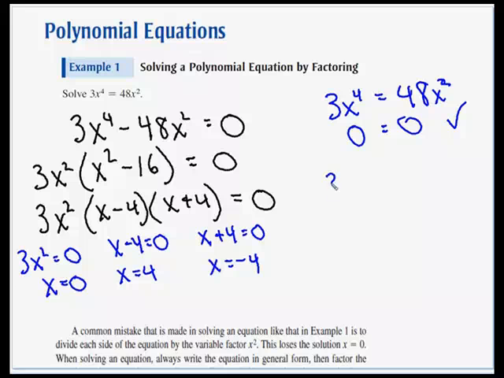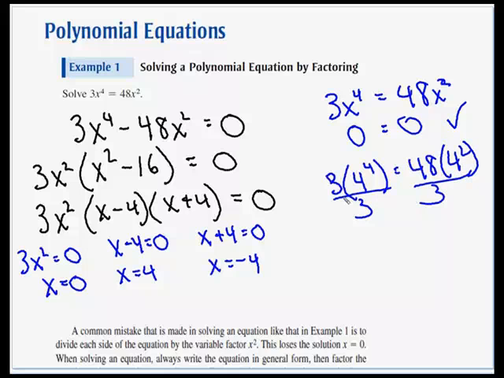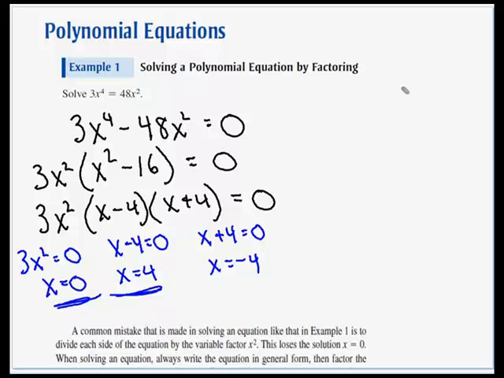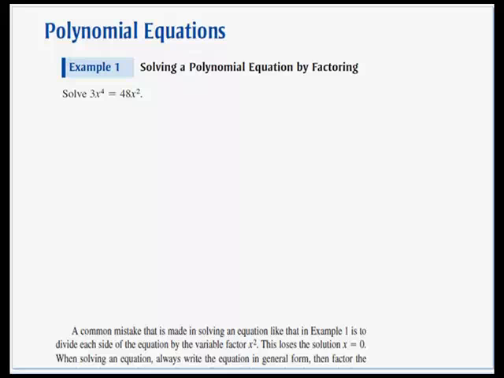Here, if I plug in the positive 4, I'm going to have 3 times 4 to the 4th power equals 48 times 4 squared. And if I divide through by 3 right here, I would get 4 to the 4th equals 16 times 4 squared. And I can rewrite that 16 as 4 squared times 4 squared, and 4 squared times itself is 4 to the 4th. So positive 4 also checked out. And if I plug in the negative 4, since this is an even exponent and this is an even exponent, it doesn't matter if I plug in the 4 or the negative 4; these answers are going to turn out to be exactly the same. So all solutions did check. I wasn't too worried about it there because we did not divide by a variable quantity.